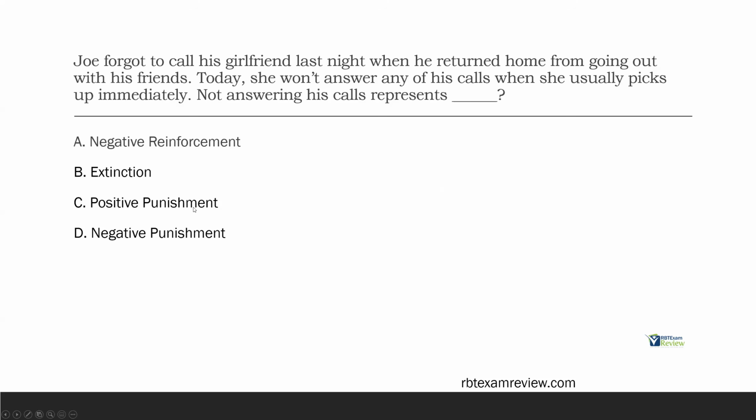Extinction is not punishment. Punishment is not extinction. Punishment, we're adding or removing something. In this case, we're just withholding reinforcement. Nothing's being added or taken away, okay? We're just not giving anything. She is putting this behavior on extinction. Kind of a tricky one. Make sure you understand this question, okay? Do it a few times if you have to, all right?